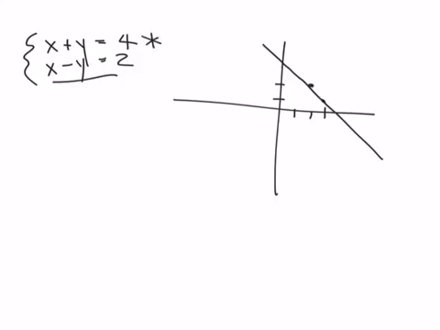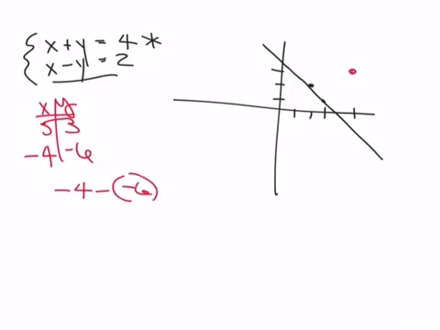Now my other equation says that x minus y equals 2. So 5 minus 3 equals 2. If I were to graph that, 1, 2, 3, 4, 5, and my y is 3, so I've got a point right here, 5, 3. And I could also say negative 4 minus negative 6, which is the same as negative 4 plus 6, which equals 2.